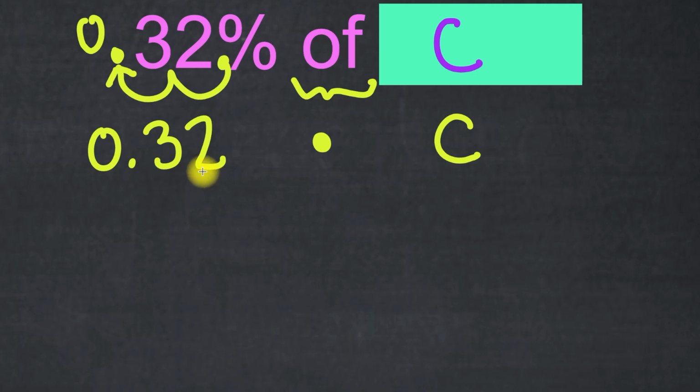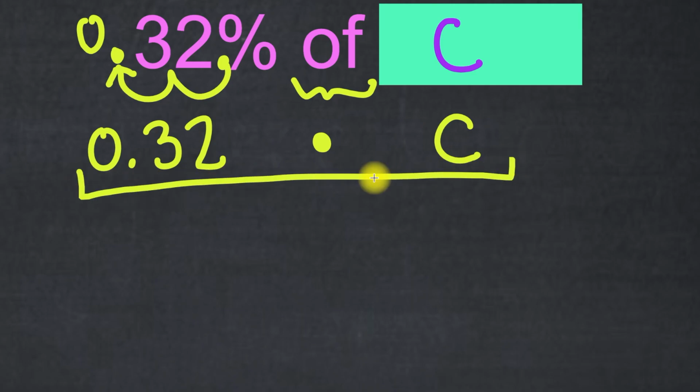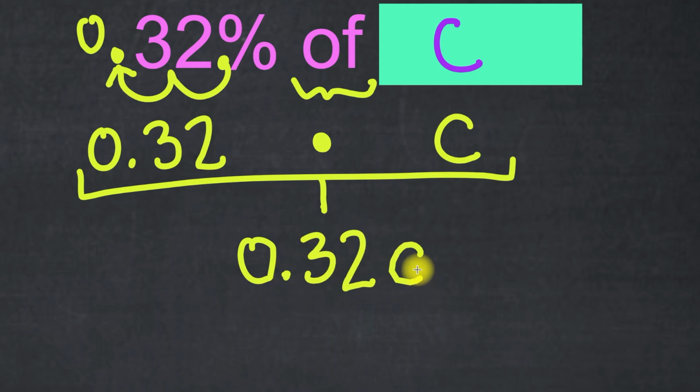And we'll rewrite this with this value here as the coefficient, and this is our variable. So our final answer is going to be 0.32C. And that is our answer for this example. Let's take a look at our third example.